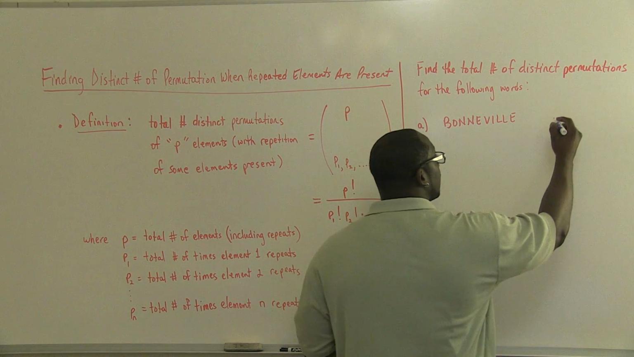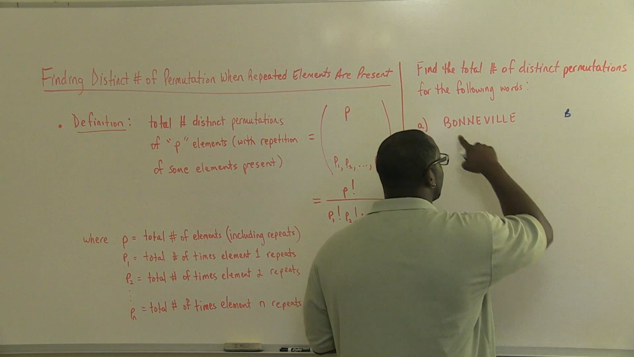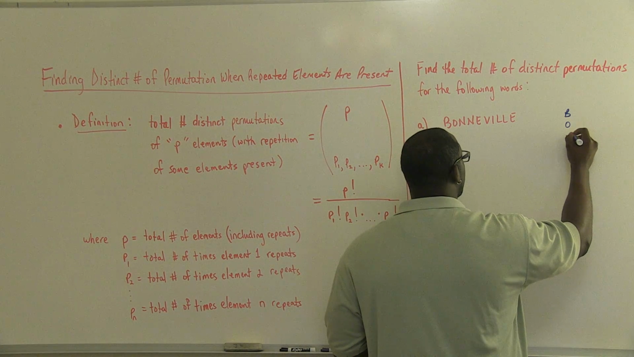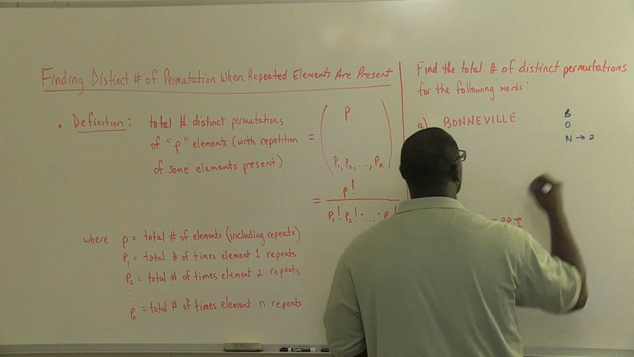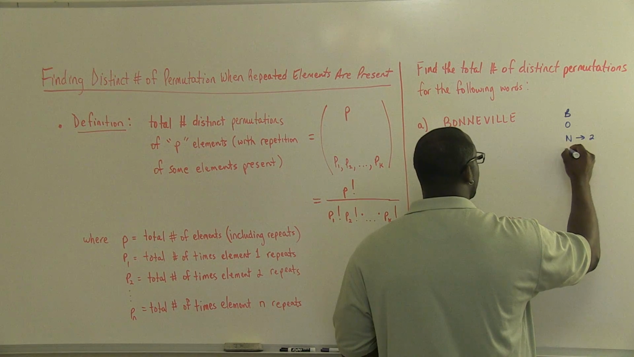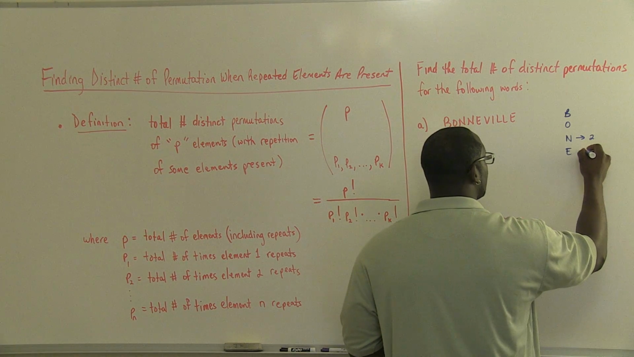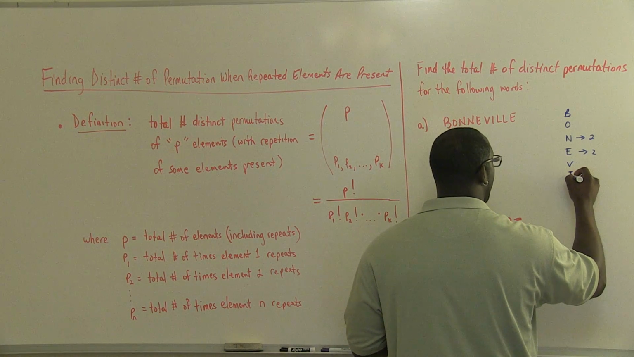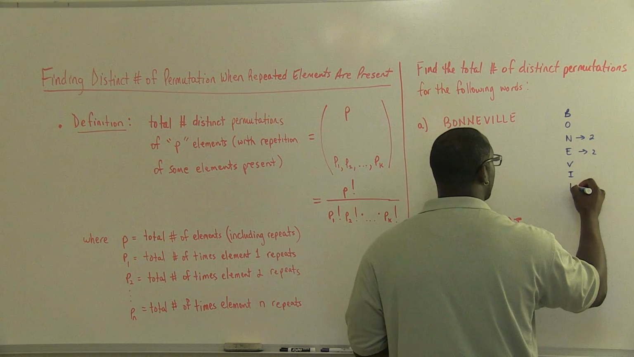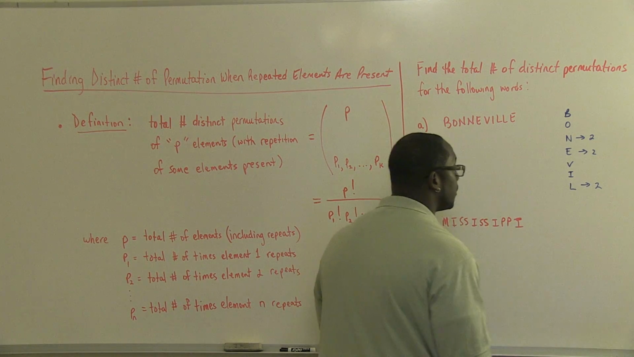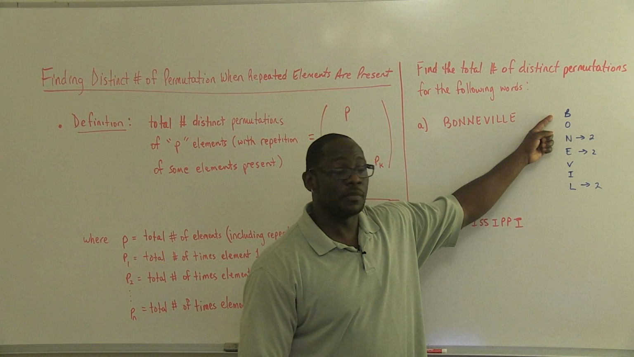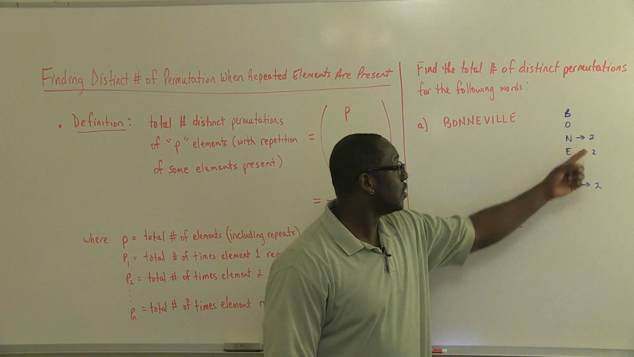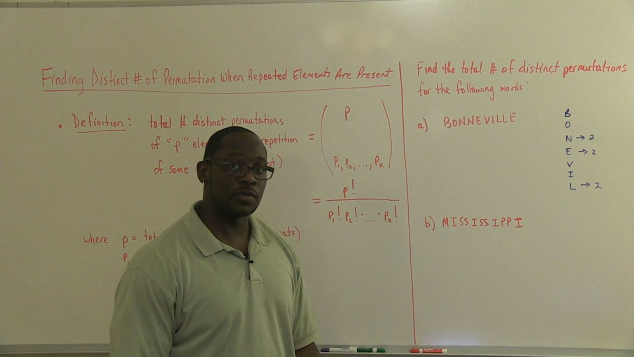So we distinctly have a B, we have an O, we have an N, and of course that repeats 2 times. We have an E, and that repeats 2 times. We have a V, we have an I, and we have an L that repeats 2 times. Of course the B, the O, the V, and the I only show up once, but the N, E, and L show up 2 times.